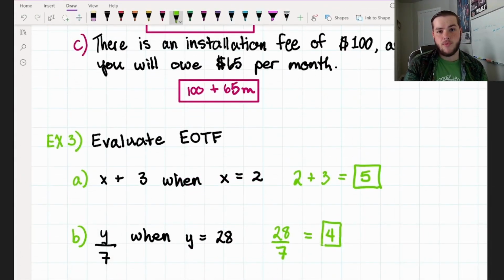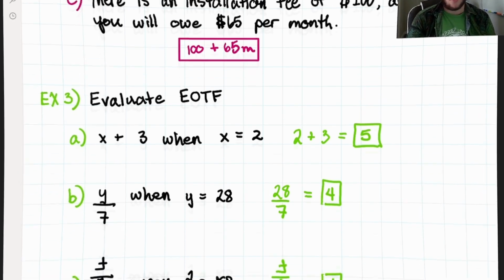Hopefully, you were able to arrive at the conclusion 4. Here, our algebraic expression is y, which at this point in reading the sentence, I don't know what the value of y is, but the algebraic expression is whatever y is divided by 7. And I'm being asked to evaluate that when y is equal to 28. So I take 28 and I divide it by 7 to get 4.